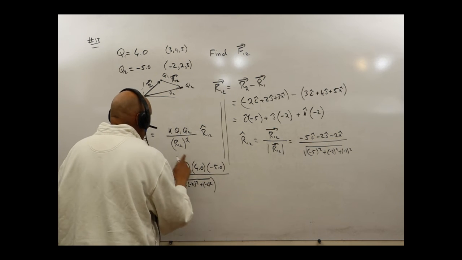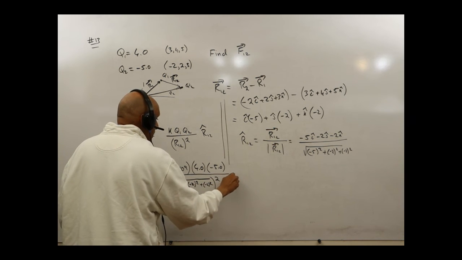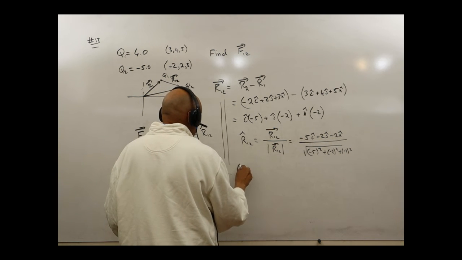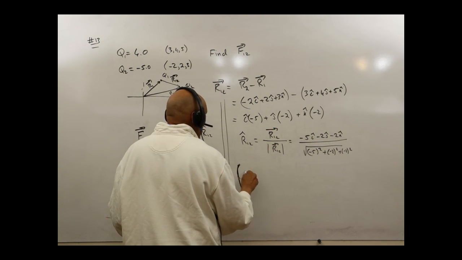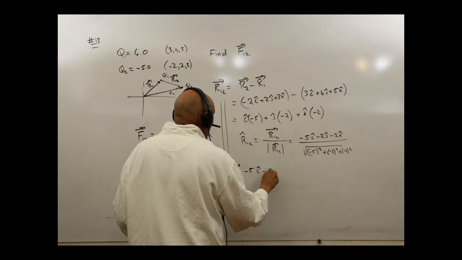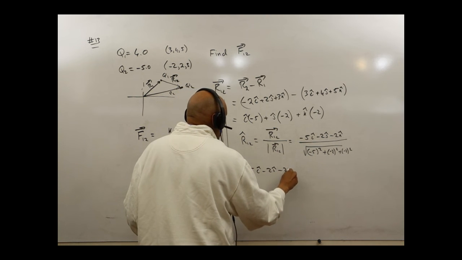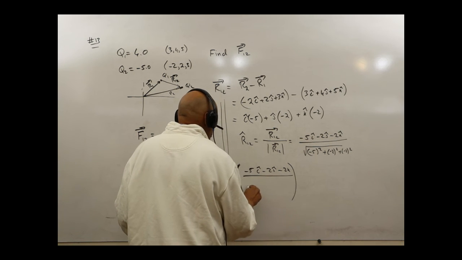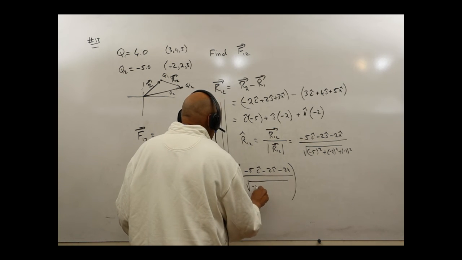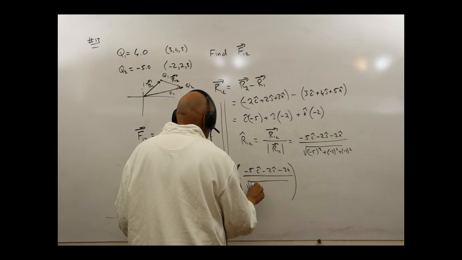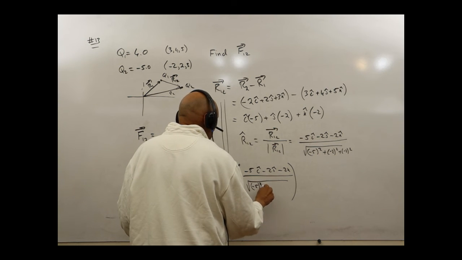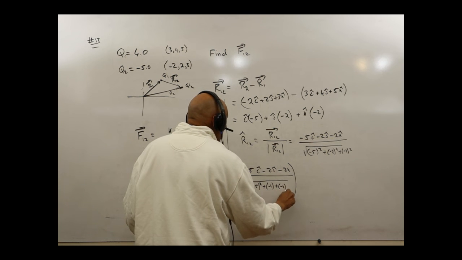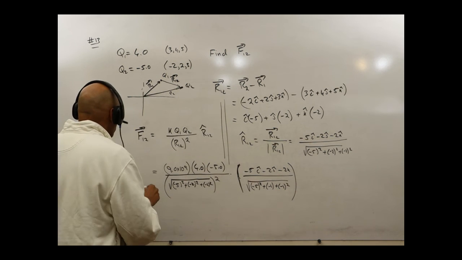And we square R12, times the directional vector, which in this case is minus 5i minus 2j minus 2k, all divided by the square root of minus 5. Same thing over here, so you can actually say it's cubed, but I'm not going to go any further than this. Okay, so this is F12.